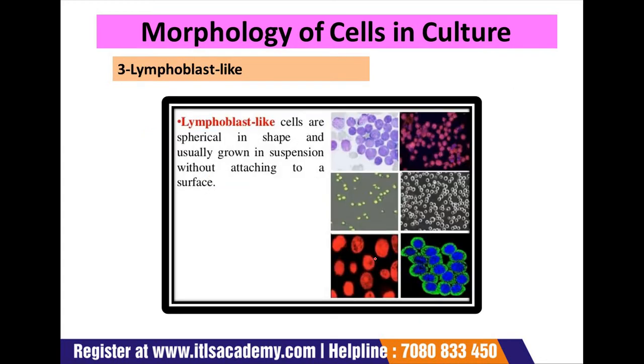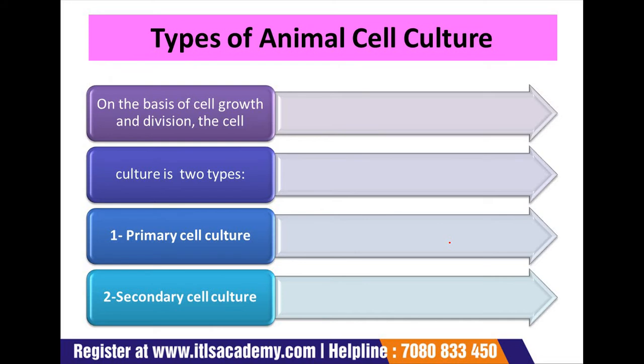And third one is the lymphoblast-like cell. These lymphoblast-like cells are spherical in shape. You can see in this picture the structure of this lymphocyte, spherical in shape, usually grown in suspension without attaching to a surface. These types of cells do not require any surface. So these are the lymphoblast-like cells.